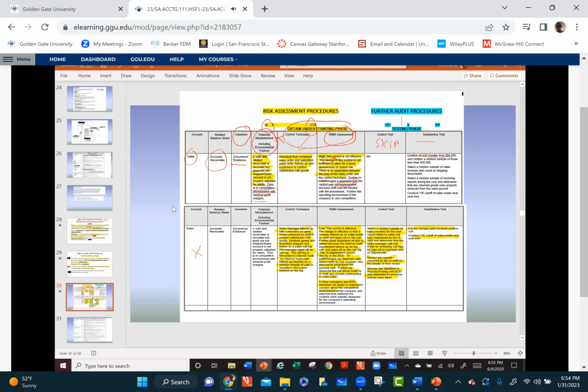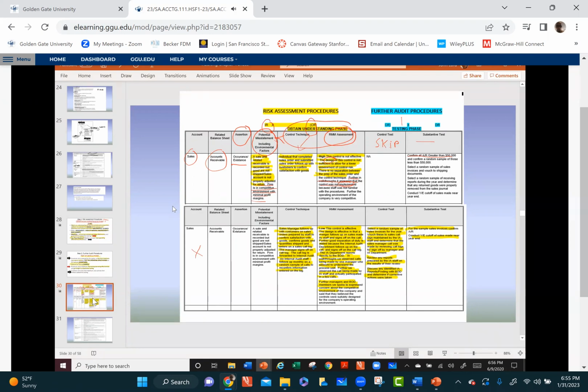And then I'm gonna look at my control risk, and I have to obtain an understanding of the controls. And when I obtain an understanding of the controls, I'm gonna look at the design and to see that it was implemented. So when you look under control technique, control procedure, control technique, these are synonymous terms. I just put control technique here. Individuals that complete sales order and submitted the sales order follow up with customers to confirm satisfaction of goods. So the same person that did the sale calls a couple days later and says, how do you like that brand new skateboard I sold you, whatever, right?